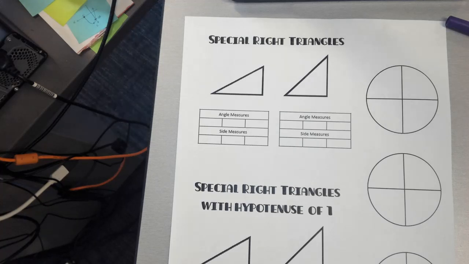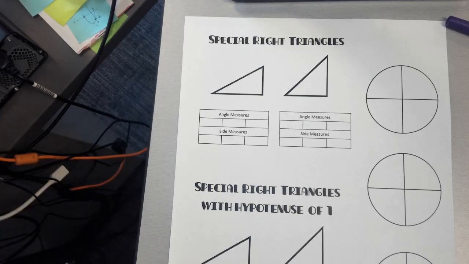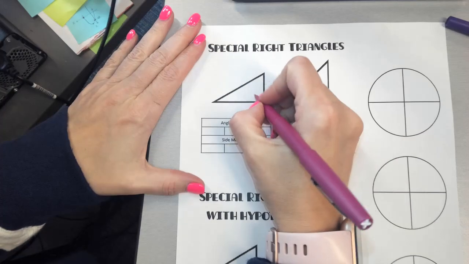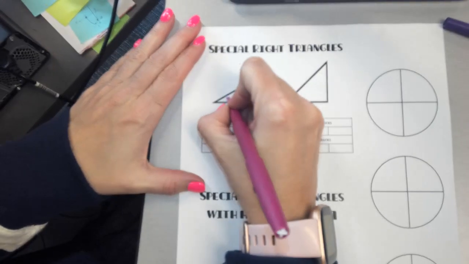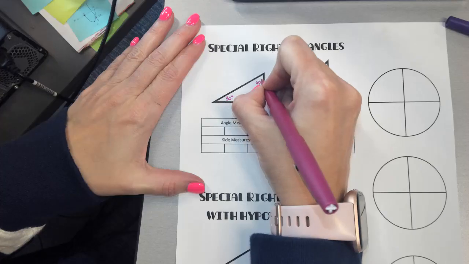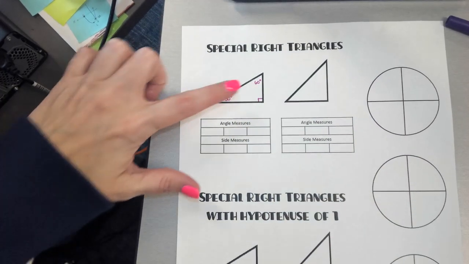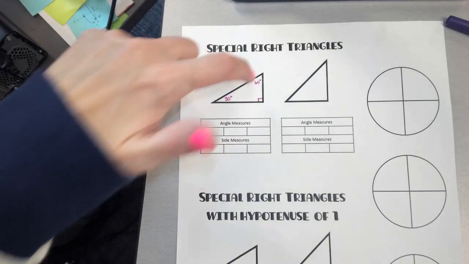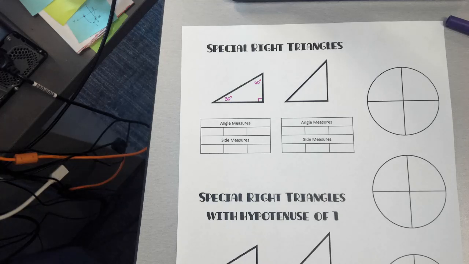Okay, so to start today, we're going to talk about some special right triangles. You study these in geometry, and we talked about them in Algebra 2 and how they relate to the unit circle. So this first one is a 30, 60, 90. The 30 has to be here. It's across from the short leg. The 60 is going to be across from the long leg.